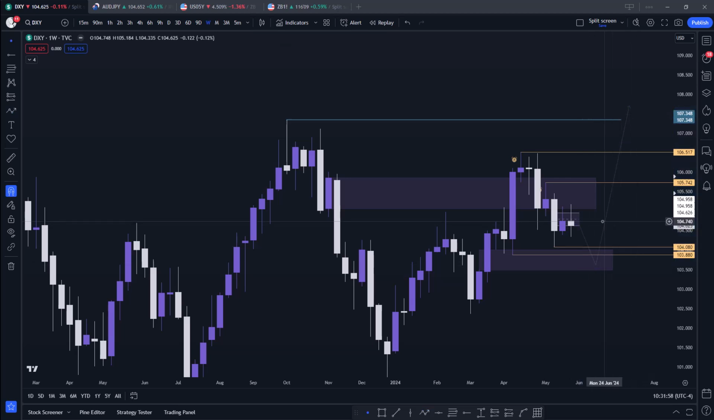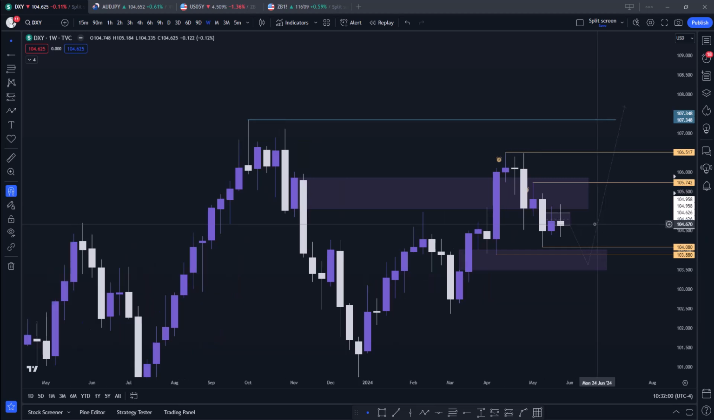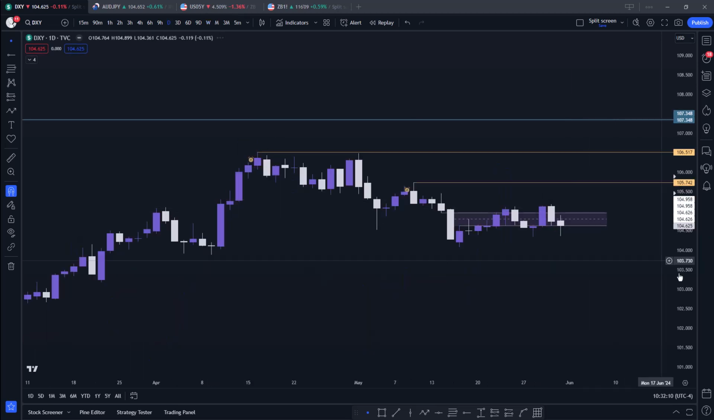like so, or price could just push higher from here and everyone looking for lower prices just gets wrecked. So that's a possibility, and I'm open for both of those things. So that's my main reason of not wanting to trade the dollar this week.